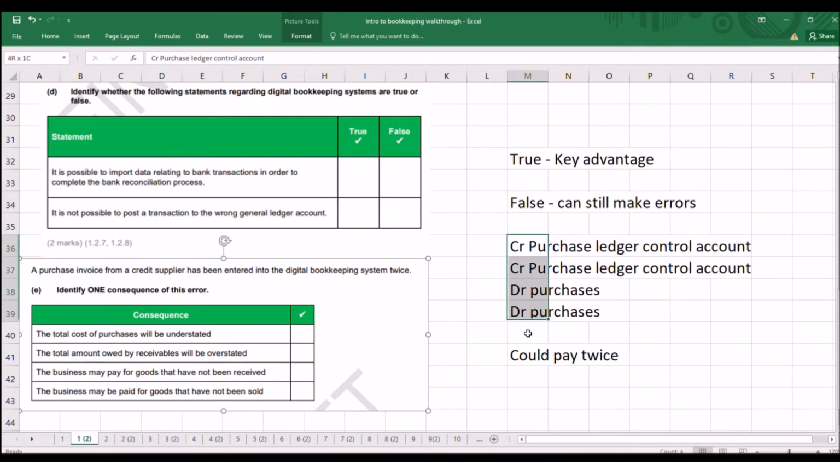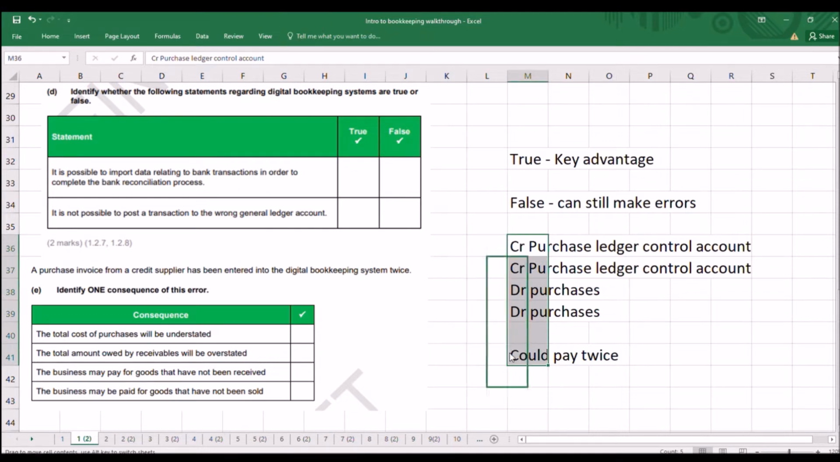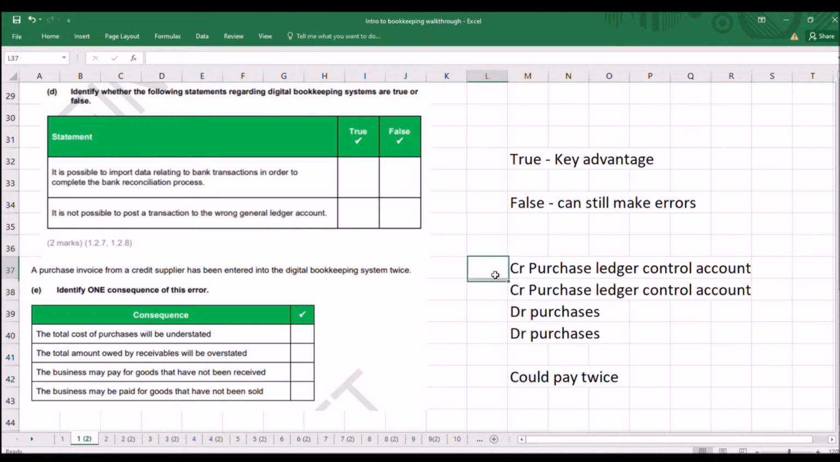So the easiest way to see this is to actually write out what's happened. We've gone credit purchase ledger control account once, credit purchase ledger control account twice. So we've done that twice, and we've gone debit purchases twice. So we could pay twice, and we'd have twice the amount of expenses. Let's see: the cost of purchases will be understated? Well, no, we've got twice the amount of purchases, so it's definitely not that one.